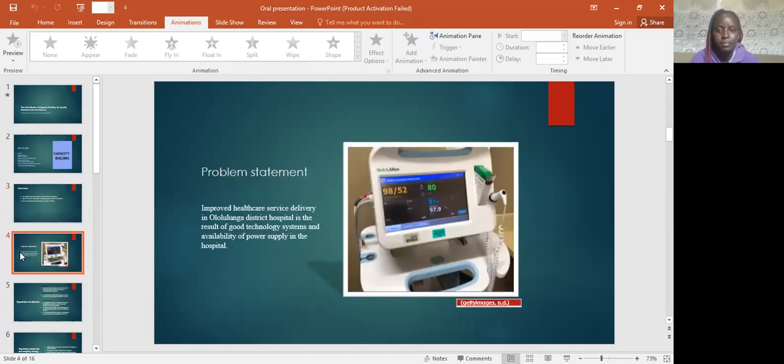And then we have the problem statement. The problem statement is that improved healthcare service delivery in Ololunga District Hospital is the result of good technology systems and availability of power supply in the hospital. So this means that if we have good technology, good digital machines in the hospital, the service delivery over there is going to be very good. It will give high quality services when we have good technology and stable power supply, making the delivery of healthcare services of high quality.